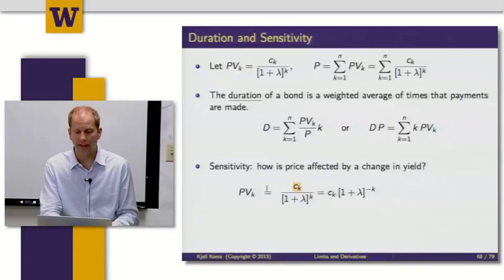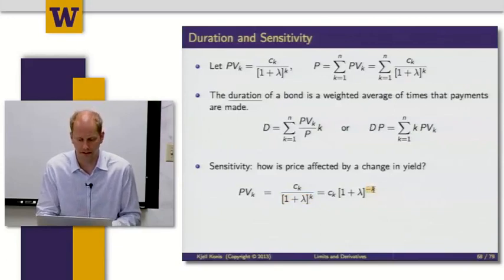And so I can write that as C sub k times 1 plus lambda to the minus k. I'm basically just taking this out of the denominator and writing it like this. I've always been doing this when I want to take a derivative, so I'm just setting myself up to use the power rule here.